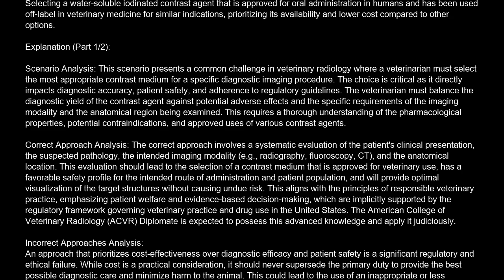The veterinarian must balance the diagnostic yield of the contrast agent against potential adverse effects and the specific requirements of the imaging modality and the anatomical region being examined. This requires a thorough understanding of the pharmacological properties, potential contraindications, and approved uses of various contrast agents.